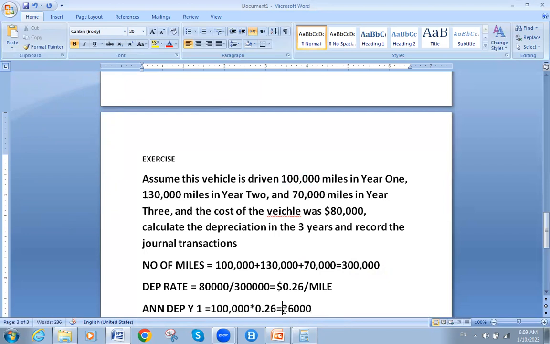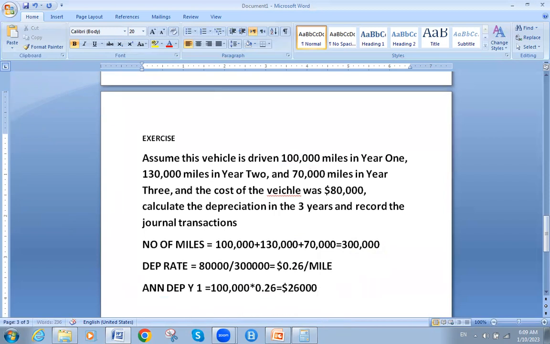$26,000. That's for the first year. The dollar sign is here. Second year, guys. How many miles did we work in the second year? 130,000 miles. Control and C.